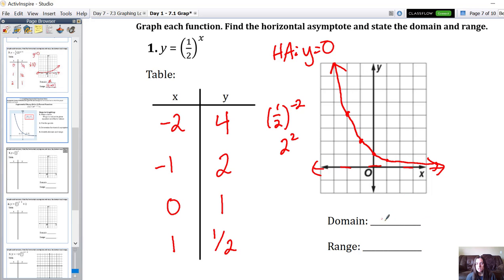Domain is not changing, still all real numbers or -infinity to infinity. Range is also not changing in this situation. We're going from 0 upward to infinity.